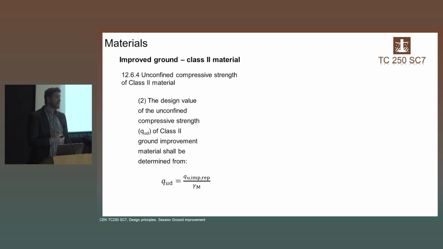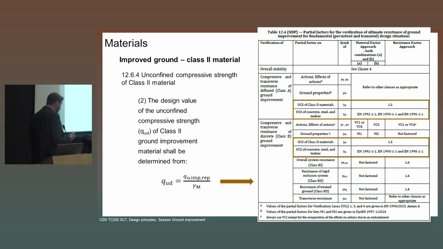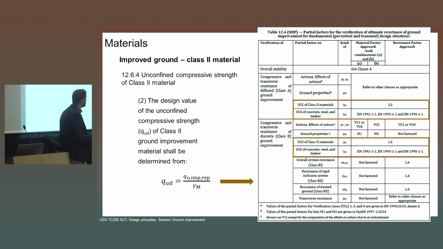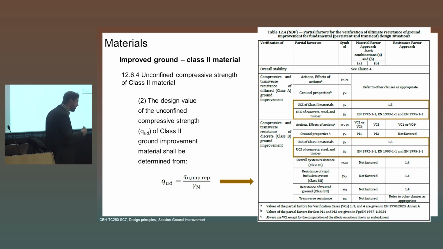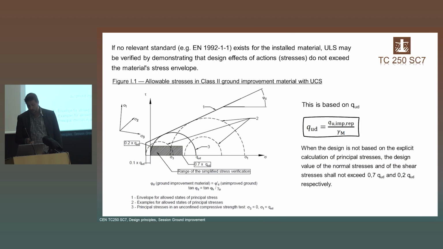To obtain the design value, you factorize your representative value by a partial material factor, which is taken from the Eurocodes for concrete, steel and timber. For soil mix and jet grouting materials, you can take 1.5 as partial material factor, and you use that independently of the material factor or resistance factor approach that you use, because we do not allow a structural failure of the ground improvement material in this kind of design.